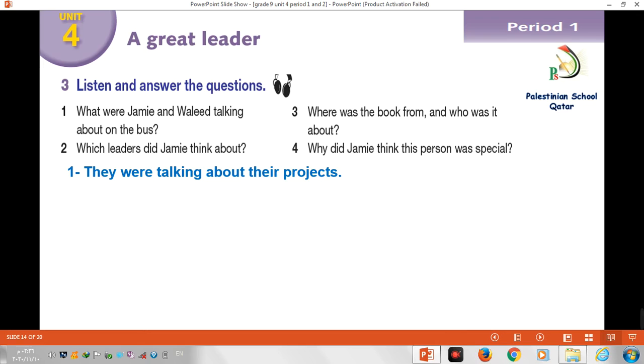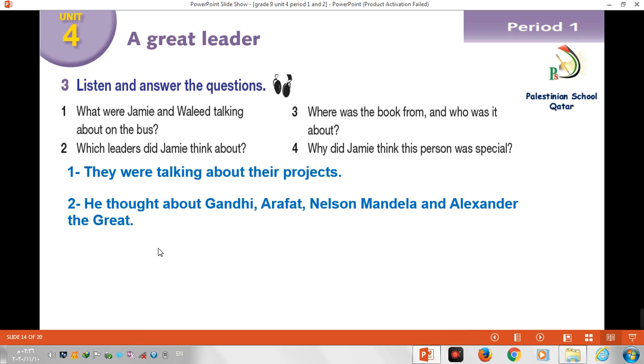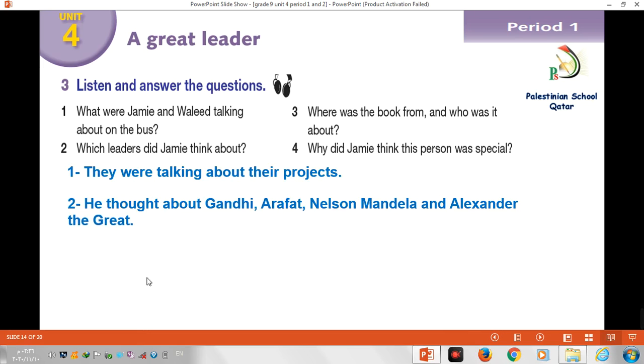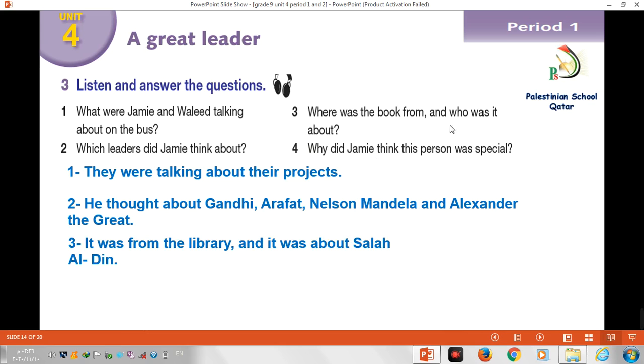So they are talking about a new project. Number 2, which leader are they talking about? He thought about Gandhi, Arafat, Nelson Mandela, and Alexander the Great. Number 3, where was the book from and who was it about? It was from the library and it was about Salah ad-Din.